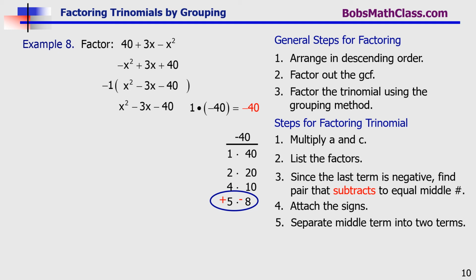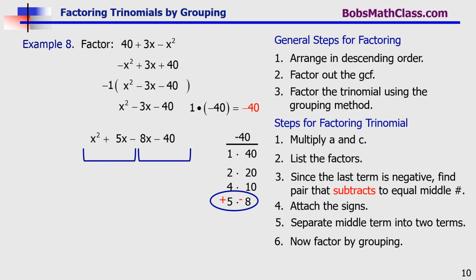Separate the middle term into two terms. Now we can factor by grouping. GCF for the first pair is x. GCF for the second pair is -8. Our binomials match: x plus 5 times x minus 8.